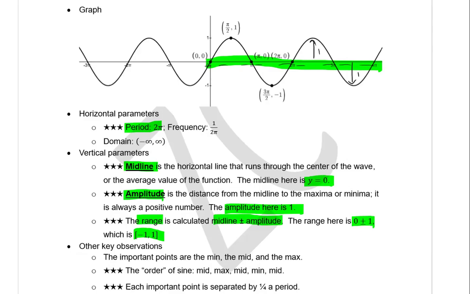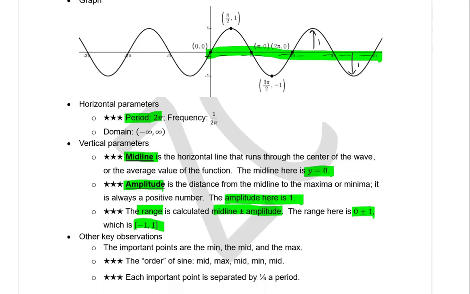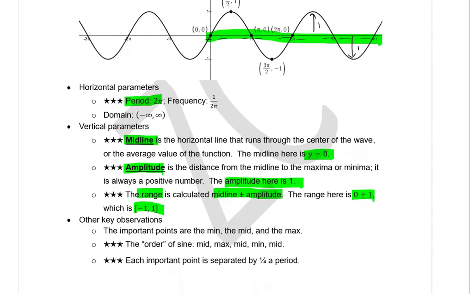Okay? All right, now let's look at what else I wrote for key observations. Okay, the important points that I marked are the minimum, the min, the middle, mid, or the max. Those are usually the critical points that we need. Everything in between is harder to calculate, and we can get the shape just by these three critical types of points. Okay, let's remember the order of sine.